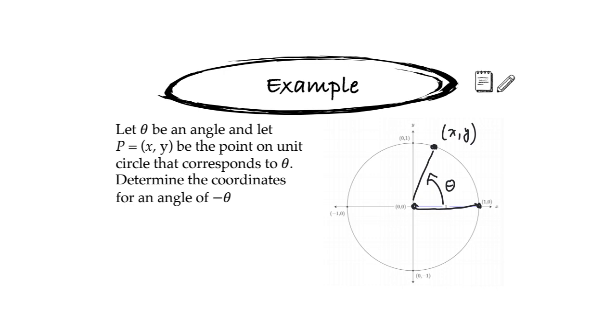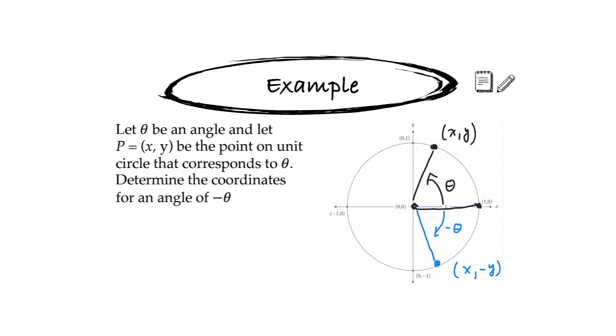The big question is what happens if we ran that angle in the reverse direction, running it clockwise rather than counterclockwise. And it's pretty easy to see from the diagram here that the x-coordinate would remain the same. However, this y-coordinate is going to change sign. And this tells us something very important about sine and cosine of positive and negative angles.